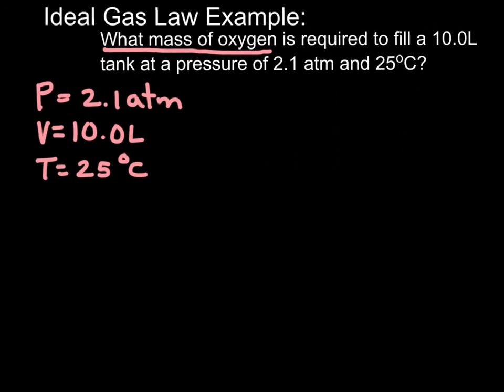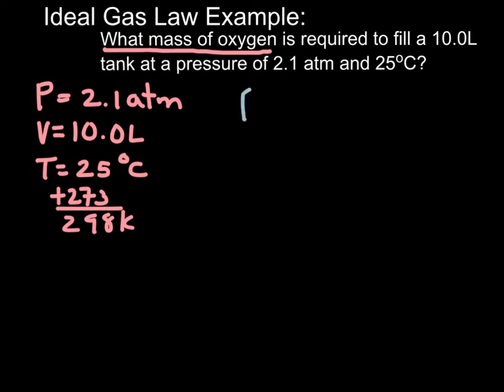Sorry, guys. All right, so let's take a look at how we have to convert our Celsius to Kelvin. Remember, we add 273. So that makes it 298 Kelvin for us. Now we can write out the equation and solve.